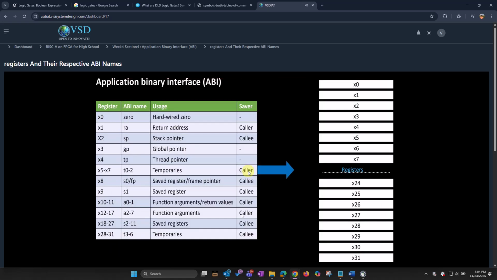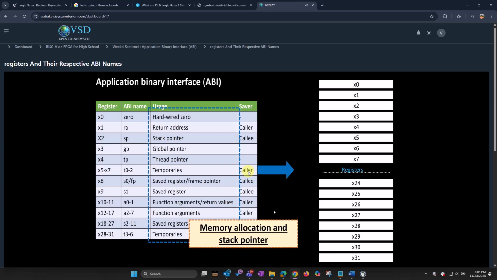Next, we need to look into what all of this exactly means to us. For example, what does the return address mean, what does the hardwired zero mean, and what are the terms called caller, callee, and so on. So we'll stop at this point, and we'll start from the topic of memory allocation and stack pointer, where we'll be introducing some of these terms that you see on my screen. So let's stop at this point, and let's start from memory allocation and the stack pointer in the next video. Thank you.